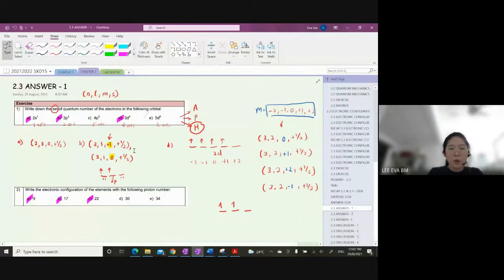Right, so for questions C and E, you can check the answers a little bit later. Madam wants to explain further for question 2. Okay, let's look at question 2.